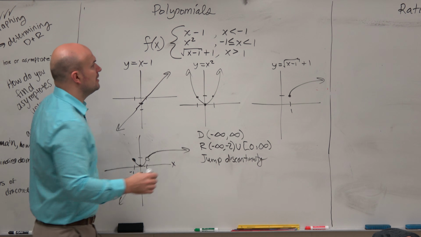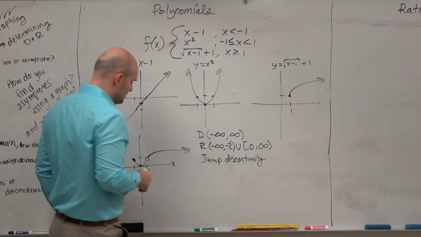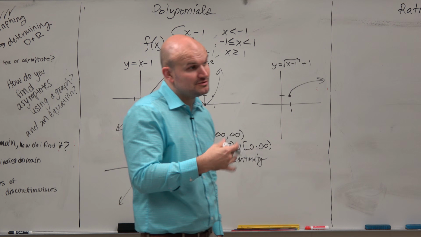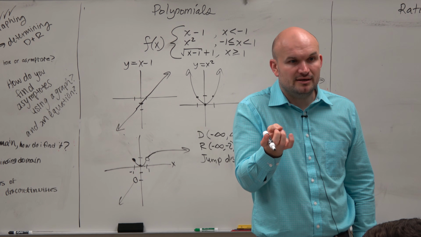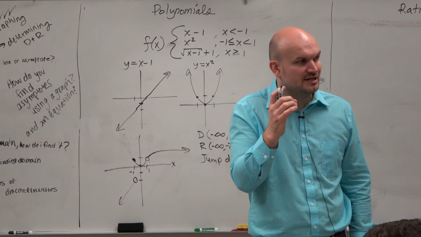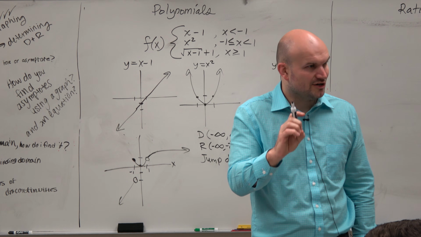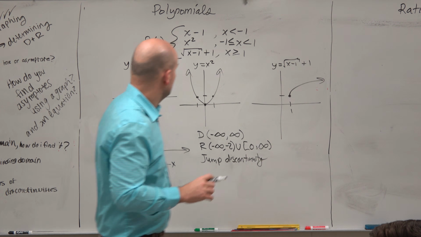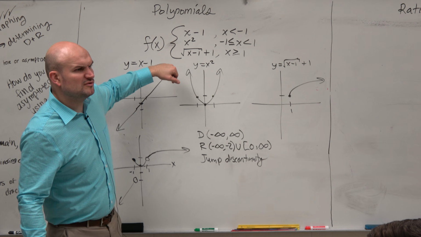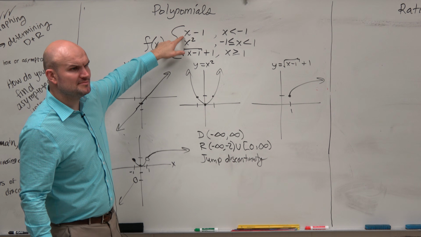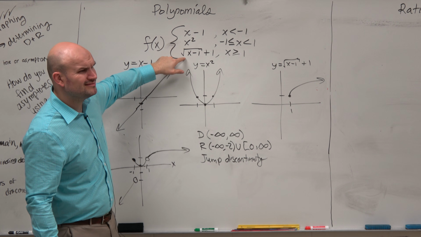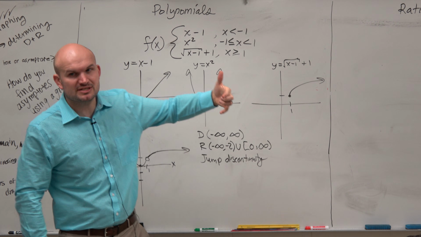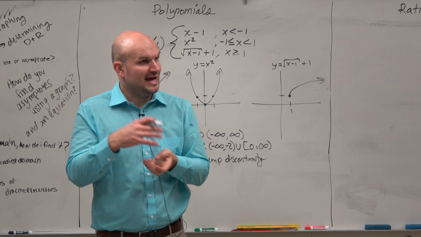OK? And then the only other one we didn't talk about was a vertical asymptote. Well, again, guys, remember vertical asymptotes, when do those occur? When a function has values that are equal to 0 in the denominator. So let's look at each of these individual functions. Is that going to have a vertical asymptote? No. Does that have a vertical asymptote? No. Does that have a vertical asymptote? No. So our only options for discontinuities are going to be a jump and a hole.